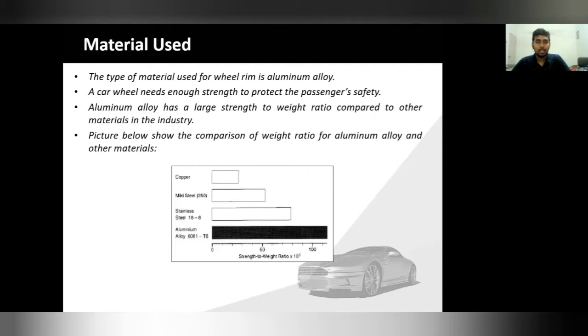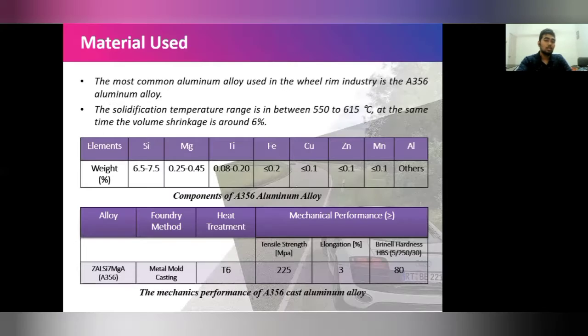Well, why do we use an aluminum alloy? If you ask me, aluminum alloy has a large strength to weight ratio compared to any other material in the industry. Well, as you can see, copper, mild steel, and stainless steel pale in comparison to aluminum alloy for strength and weight ratio. A car wheel is very important in order to protect a passenger's safety. So, the common wheel aluminum alloy used in the wheel industry is A356 aluminum alloy.